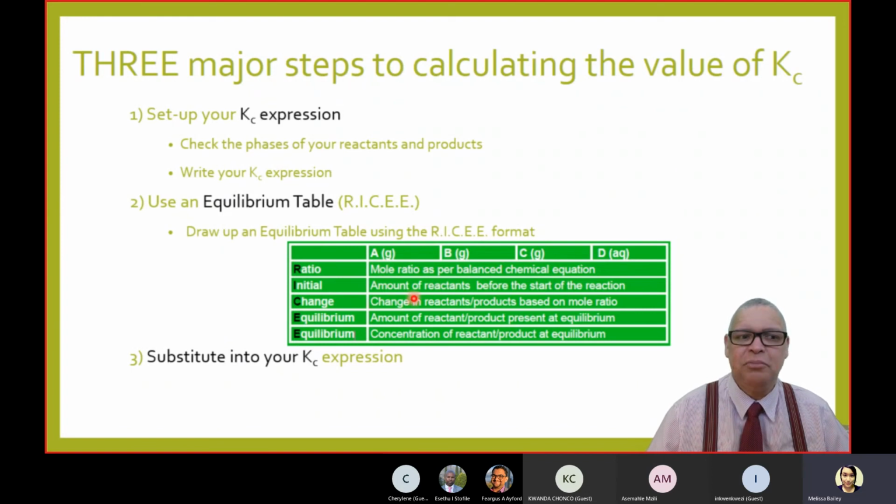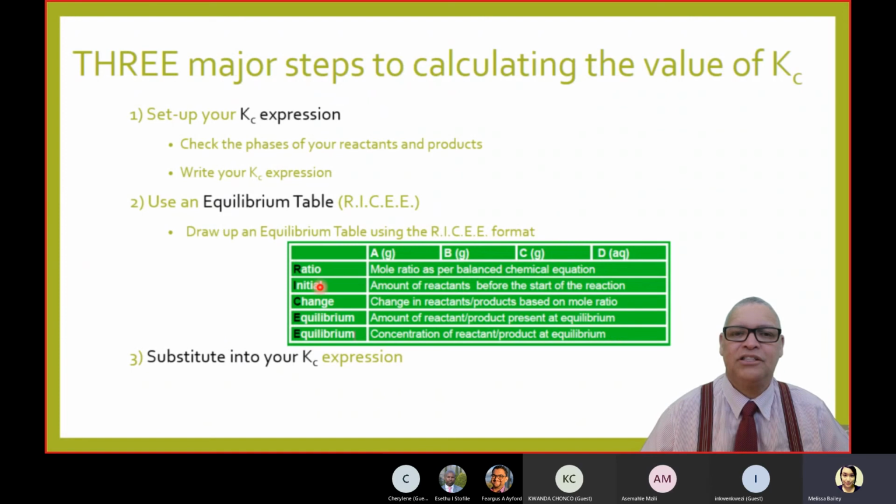Then the change in moles. This is the most sensitive part of the RICE table. The change in the reactants or products based on the mole ratio. The first E stands for the equilibrium number of moles. In other words, how many moles of the reactant or the product were present at equilibrium. Very important. And then thirdly, the equilibrium concentration of the particular substance in the chemical equation, right?